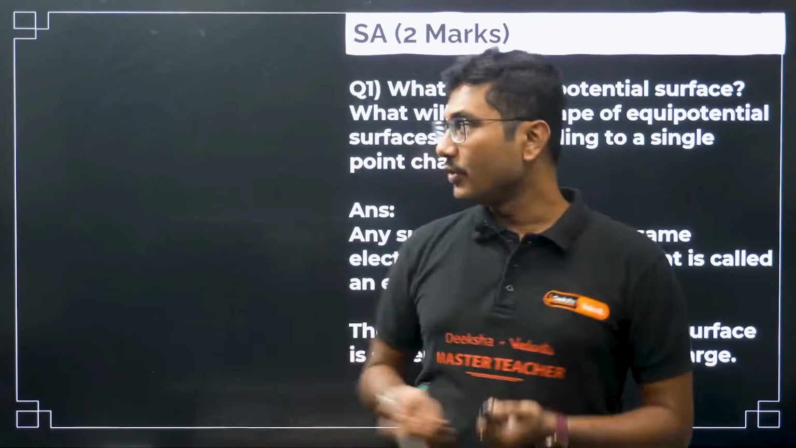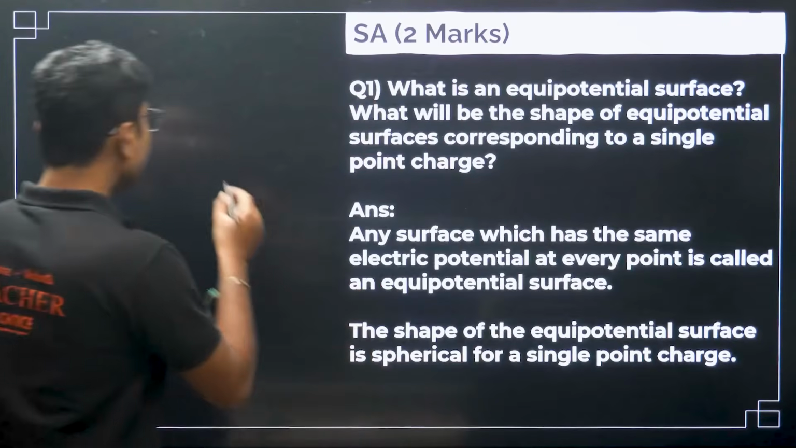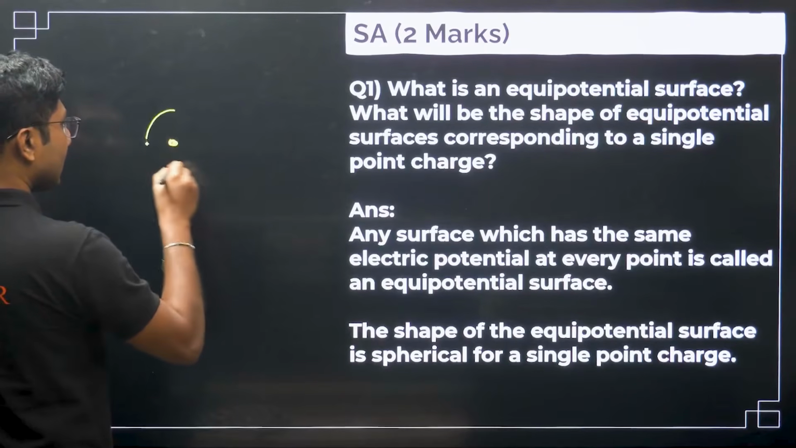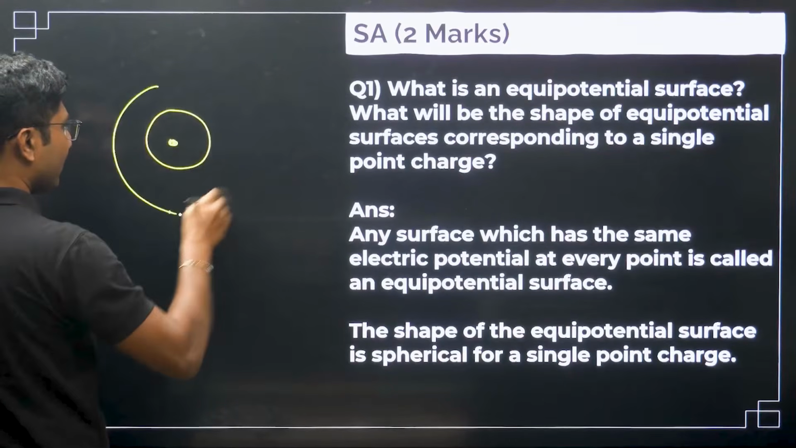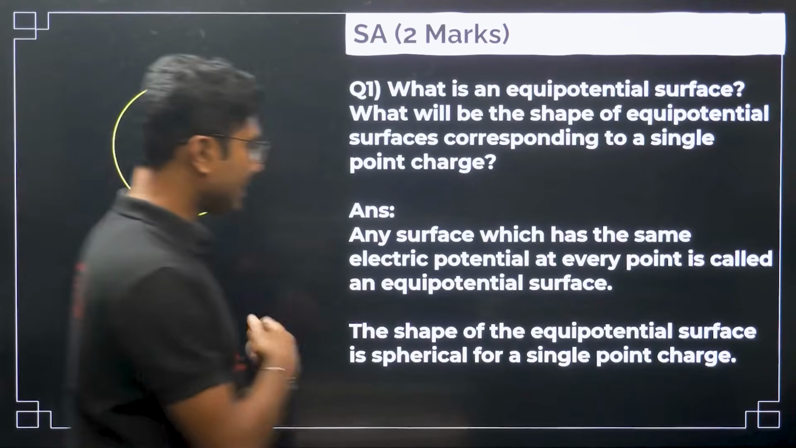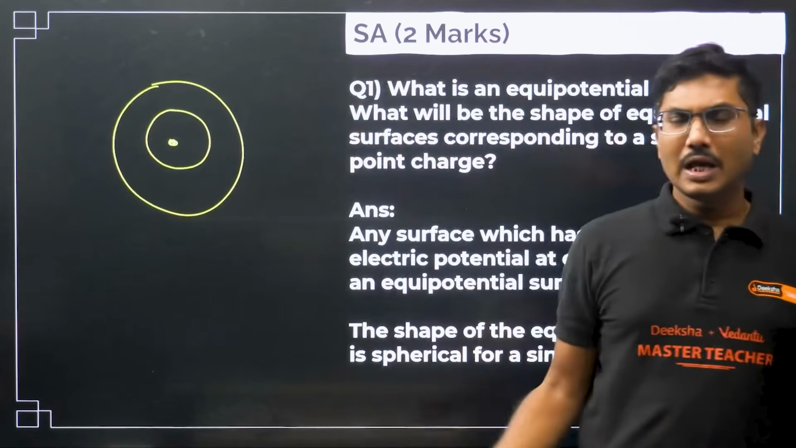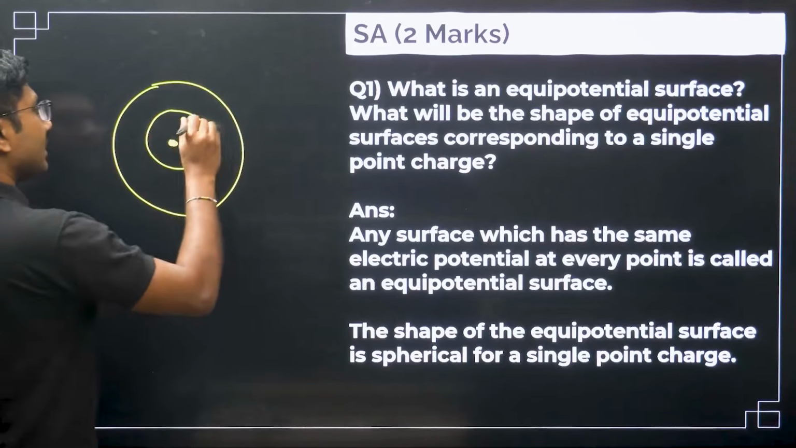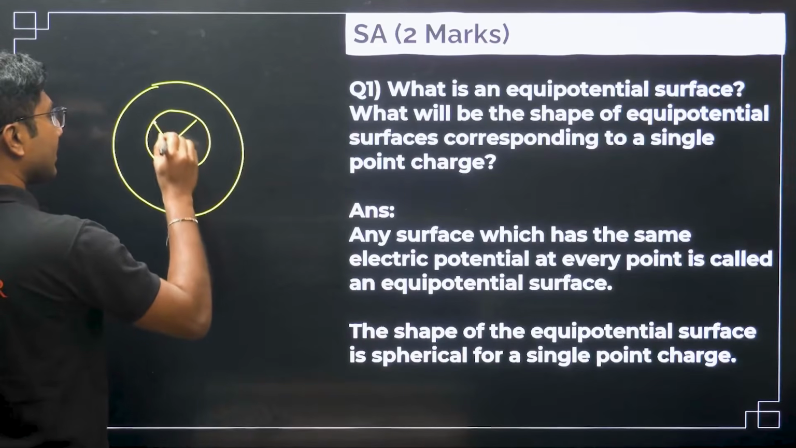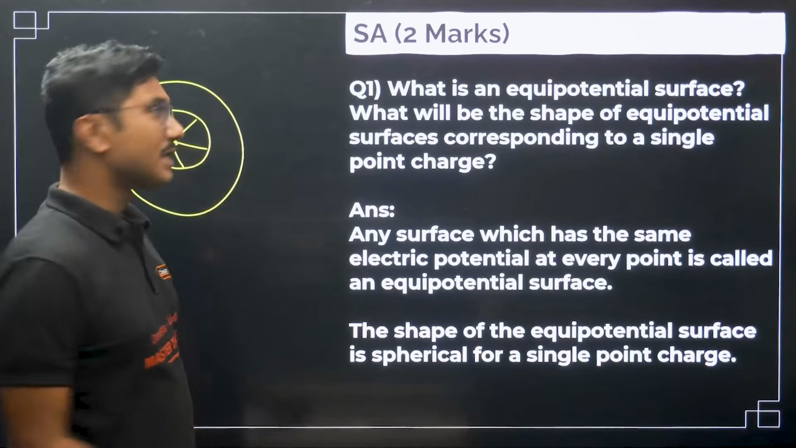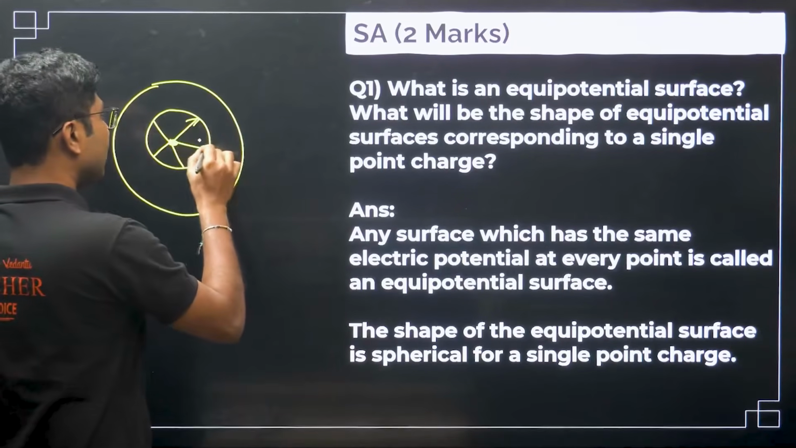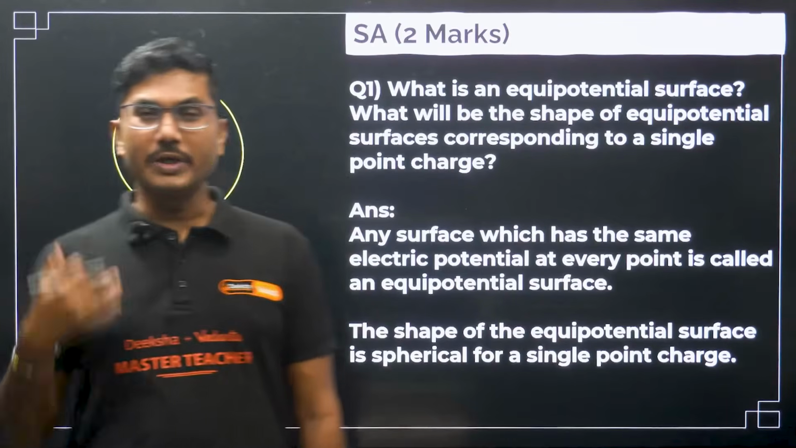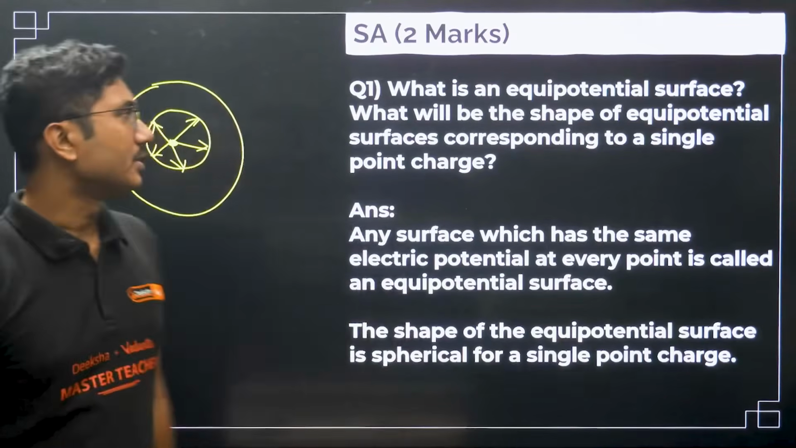So if you consider a single point charge, then the shape will be spherical, in 2-dimensional that is nothing but a circle. Try to draw some circle if you are interested along with this answer. That will be basically the complete answer. So point charge means radially same distance, the potential will be same. That's why it will be a spherical equipotential surface. Okay, the shape will be spherical in 3 dimension.